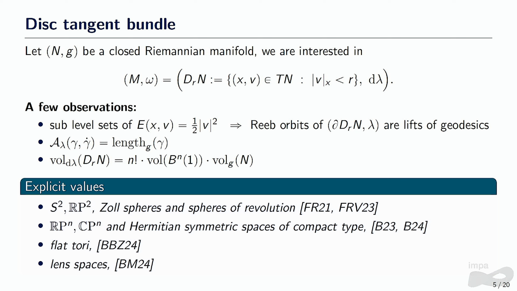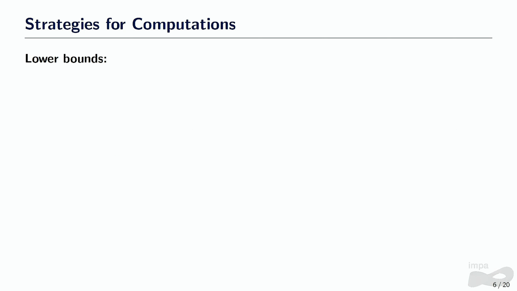No worries. Okay. So how do we get explicit values for disk tangent bundles? We already saw that the capacities I was talking about are always defined as supremum over something. So generally we find a lower bound and an upper bound individually, compare the two, and show that they agree.